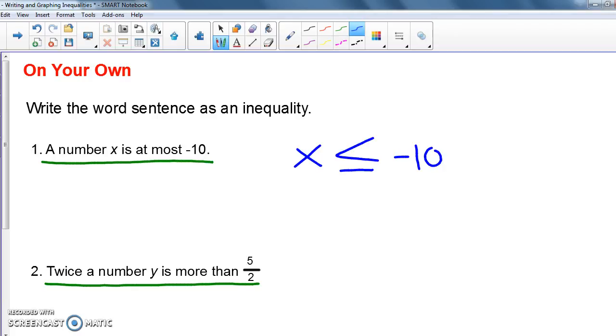Number 2, twice a number y is more than 5 halves. All right, well, twice a number y, we would write like this, is more than 5 halves. All right, make sure your answers match mine. And let's move on.